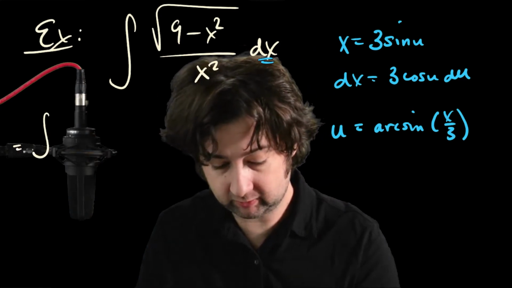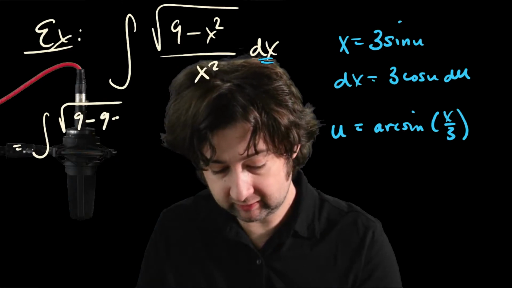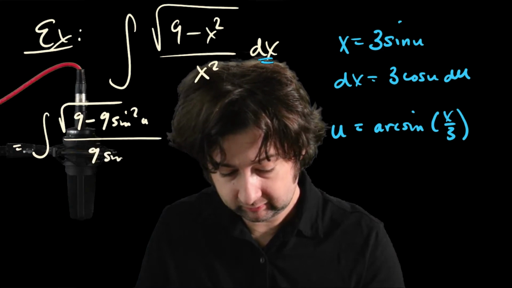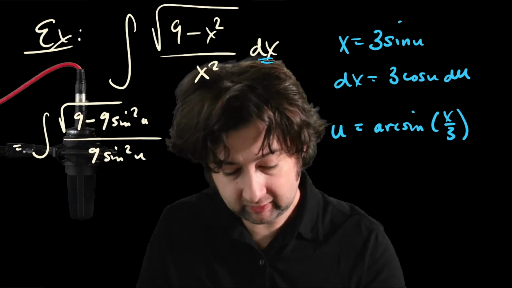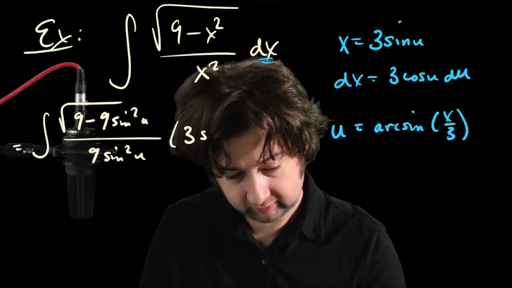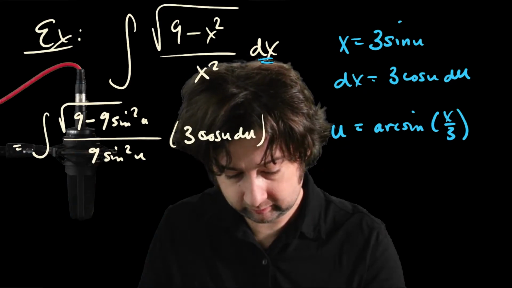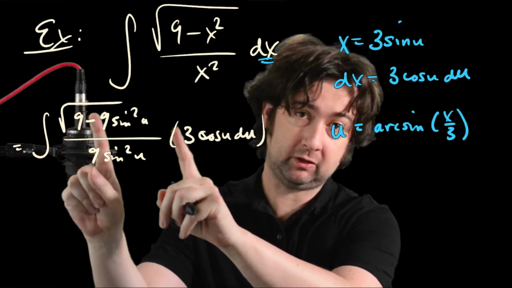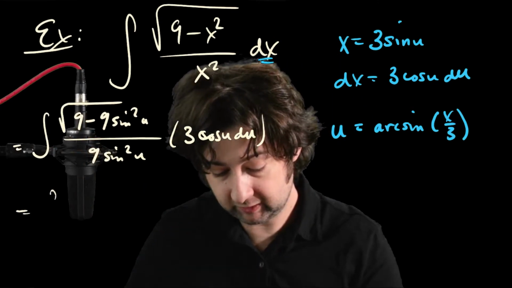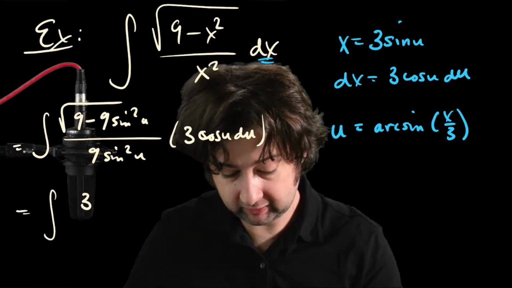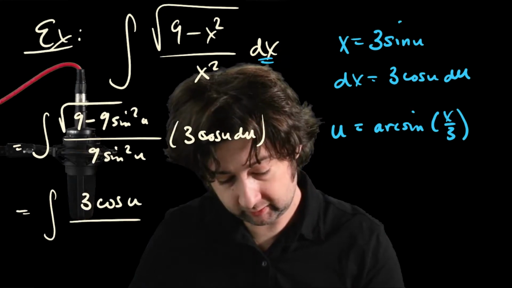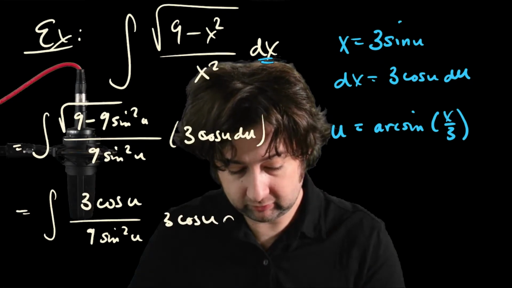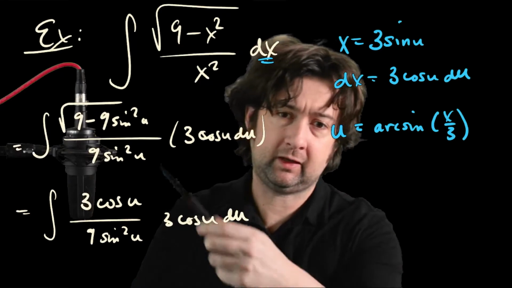After substitution, this becomes the square root of 9 minus 9 sine squared u over 9 sine squared u, and then dx becomes 3 cosine u du. Now, using the Pythagorean identity, which is the entire reason that we did this, so that we could drop the square root here, this is going to become the integral of 3 times the cosine of u, and on the bottom, we have a 9 sine squared of u, and then we have a 3 cosine of u du.